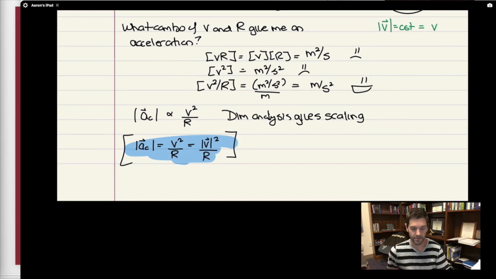Tell me it's uniform circular motion. That means there's a constant v and a constant r. I can square the velocity, divide by r. That tells me what the magnitude of the centripetal acceleration is. Then if I want to know the direction of the centripetal acceleration, easy. I know it's pointing towards the center of the circle.